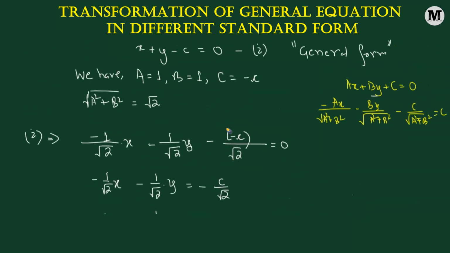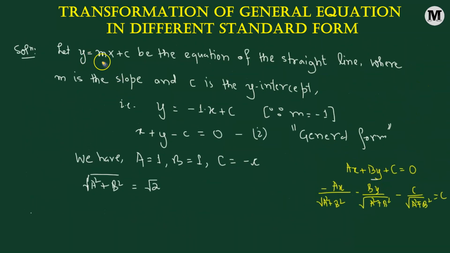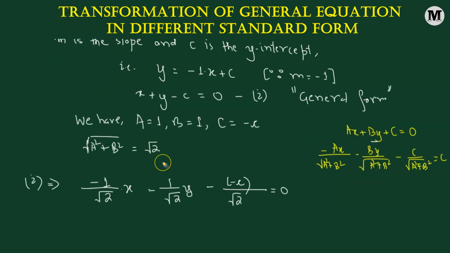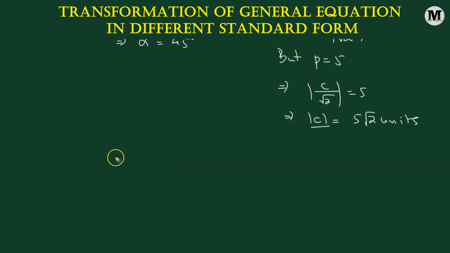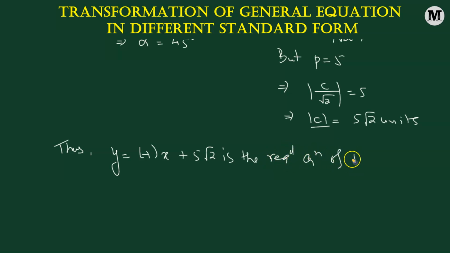So we now have the equation of the straight line. We considered it to be y equals mx plus c. m is already given as -1, and c we have obtained just now. So we can say thus y equals -x plus 5 times square root of 2 is the equation. This is the required equation of the straight line.